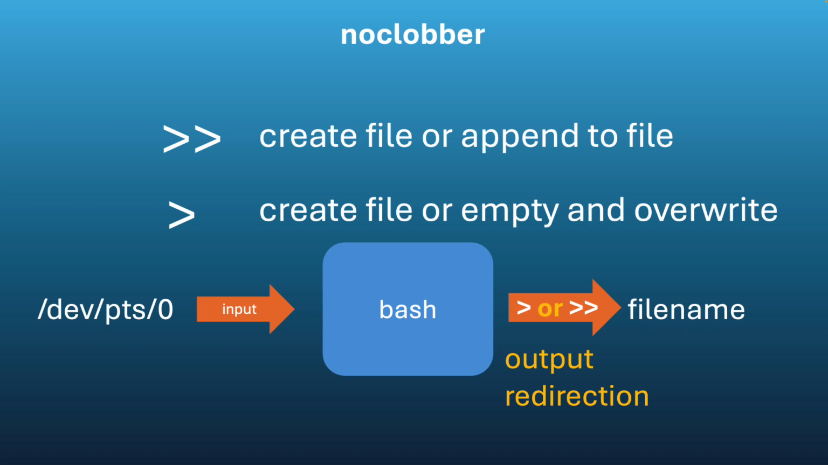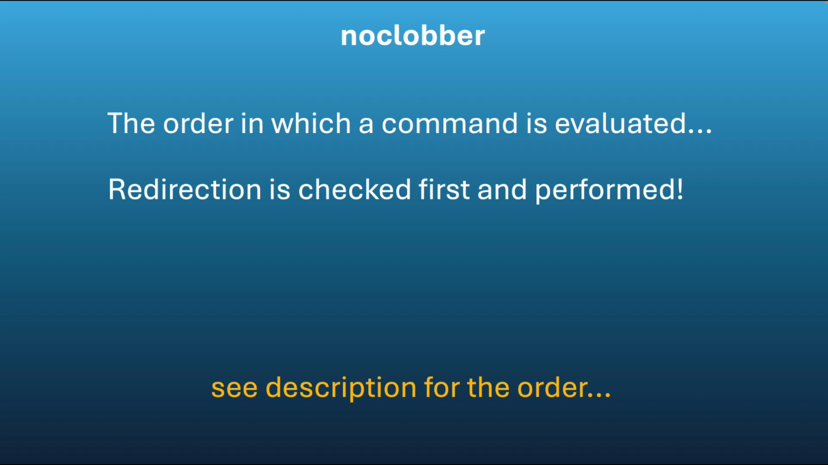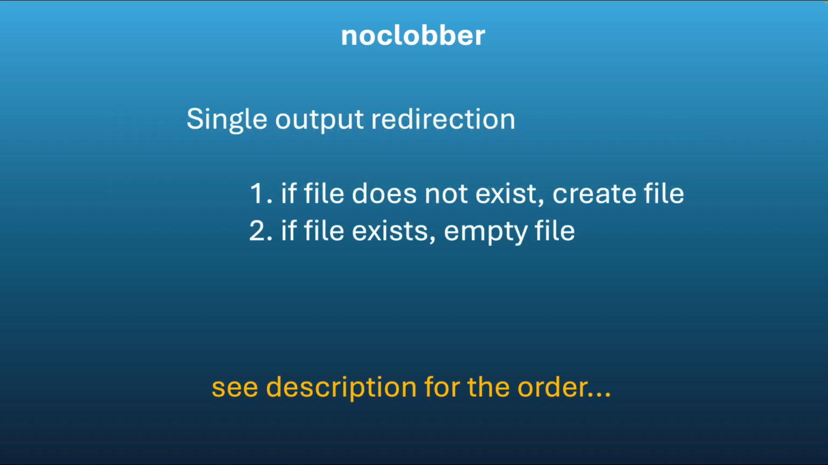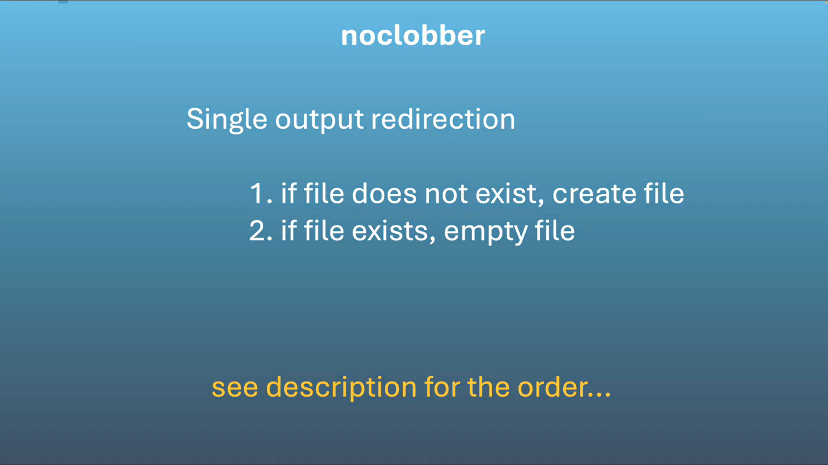Now, the first thing that's checked when you run a command is whether there is any redirection. So before the full command is executed, redirection will be dealt with before anything else. In the description of this video, you will find the specifics of this order of evaluation. For now, let's just say that if single output redirection is involved, before the command is executed in full, if the target file is not present, it will be created. But if the file is present, it will be emptied first, so whatever is in there will be lost before the command is fully run.